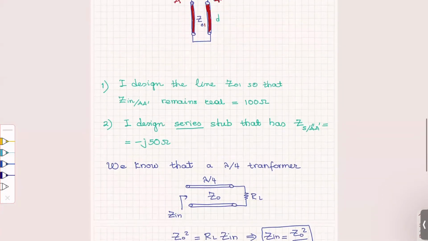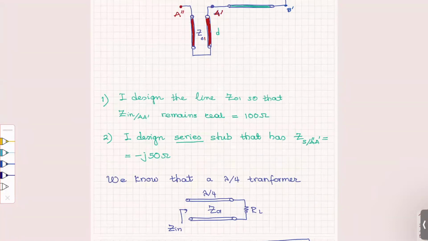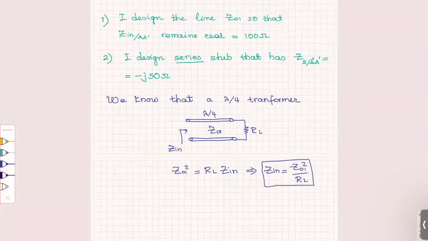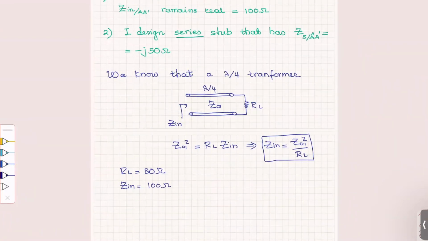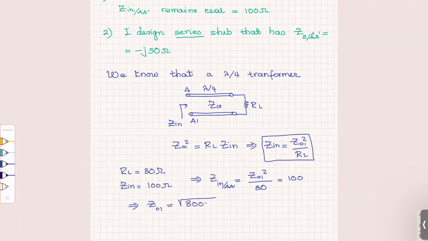So now let's see how we are going to apply it here. I put Z01 here. We know that RL is 80 ohms. We know that Z in has to become 100 ohms. And therefore, from here we find that Z input at A prime is going to be equal to Z01 squared divided by 80, and that has to be 100. From here, we find Z01. It's going to be the square root of 8,000.